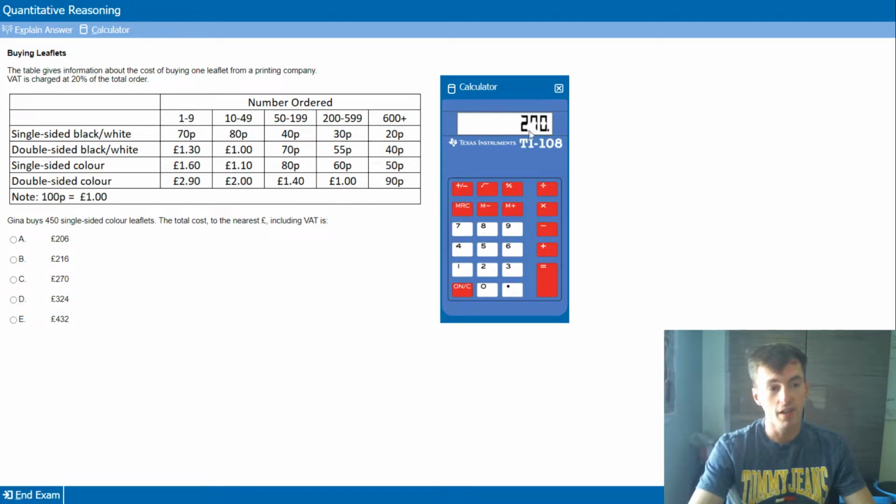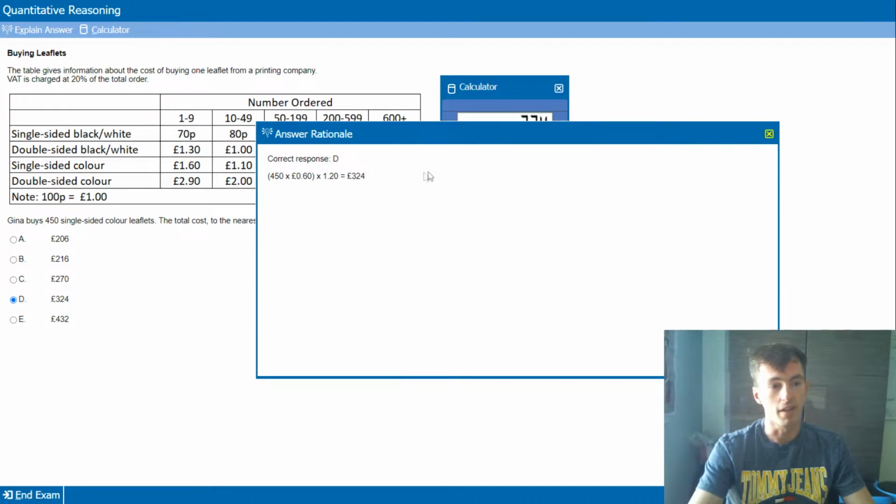But that's not where the question ends. The question is saying that we have to include VAT, and that VAT is charged at 20% of the total order. So this is basically doing a percentage increase by 20%. To do that, all we have to do is times this number by 1.20, so that's 20%, basically saying 1, so timesing this by 1, and then by 20%. So here we go, the answer would be £324. That's how much it's going to cost Gina. Let's double check the answer. There we go, exactly, the answer is D.